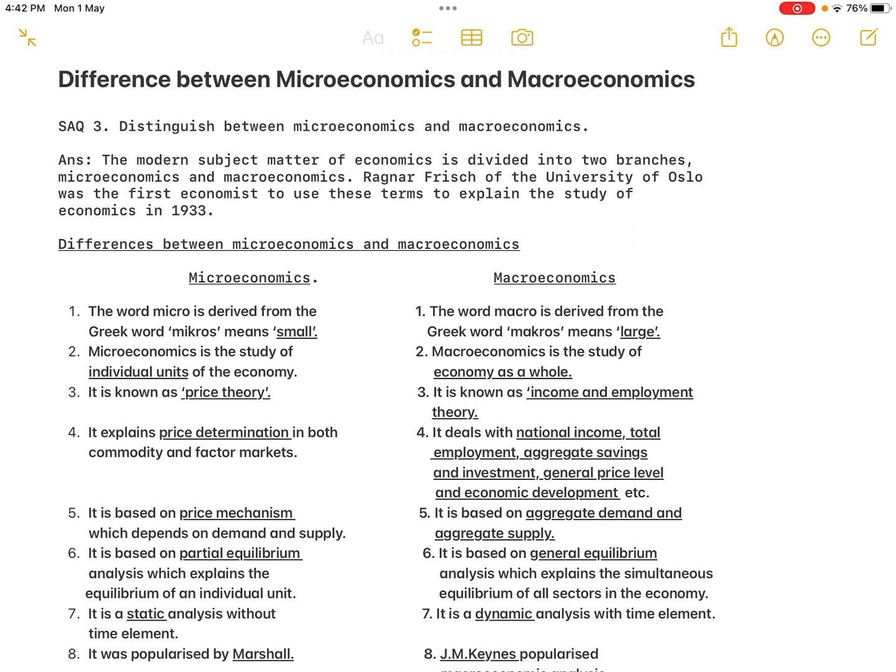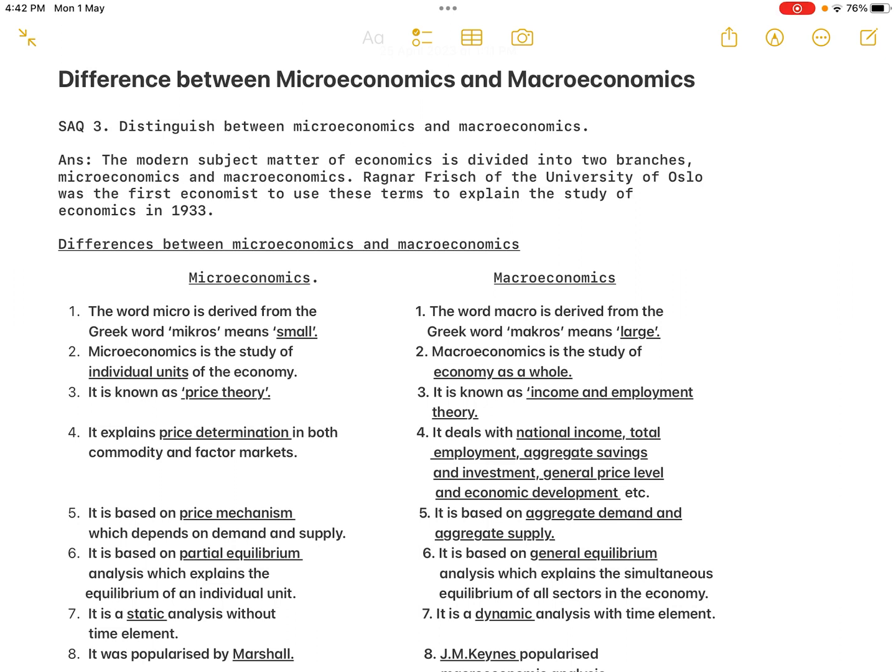Okay, so the subject matter of economics has been divided into two parts. One is the traditional subject matter and another one is the modern subject matter. The traditional subject matter is consumption, production, exchange and distribution. And the modern subject matter is divided into two parts, microeconomics and macroeconomics.